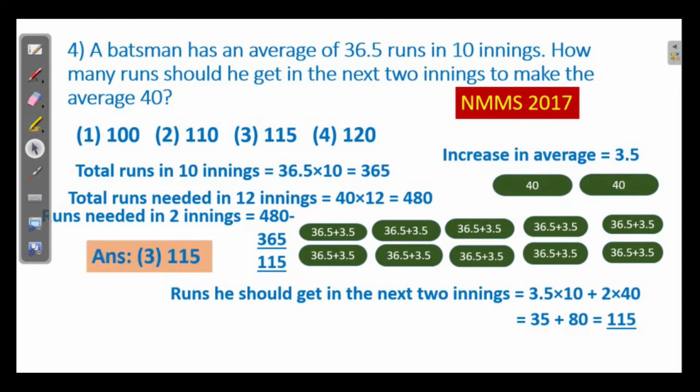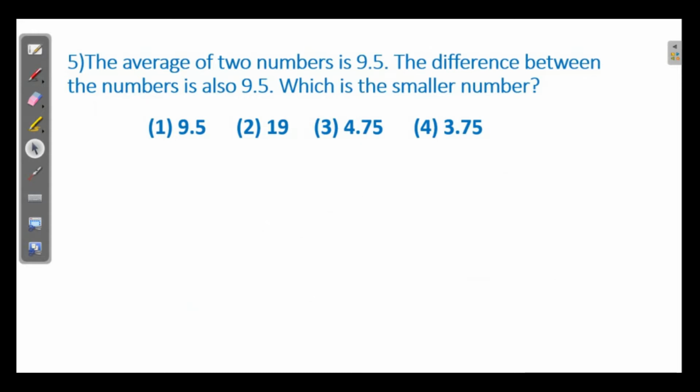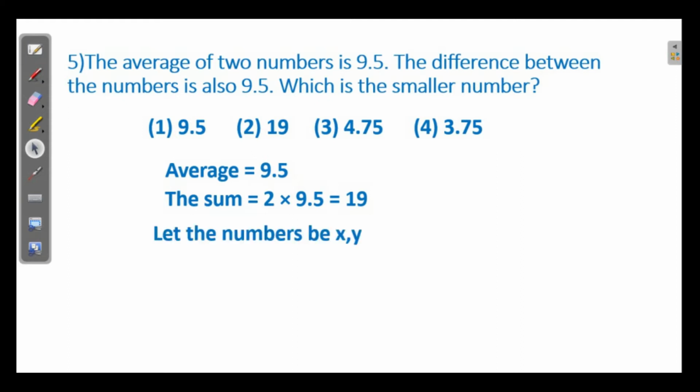That is the answer. The average of 2 numbers is 9.5. The difference between the numbers is also 9.5. Which is the smaller number? We have learned in algebra, if the sum of 2 numbers and the difference is given, how will you find out? Here the average is given, so the sum is equal to number into average. 2 into 9.5 is equal to 19. Sum is obtained and the difference is given as 9.5.